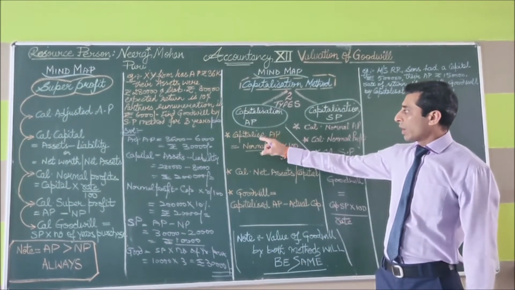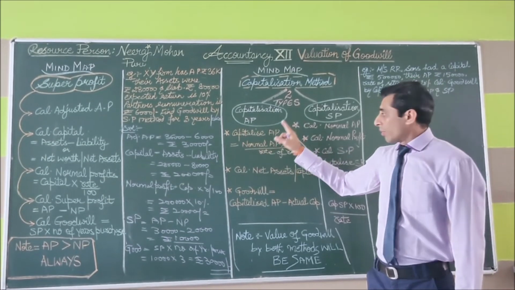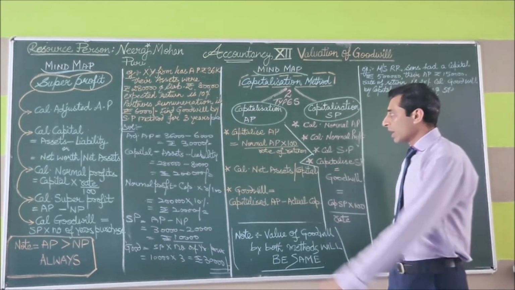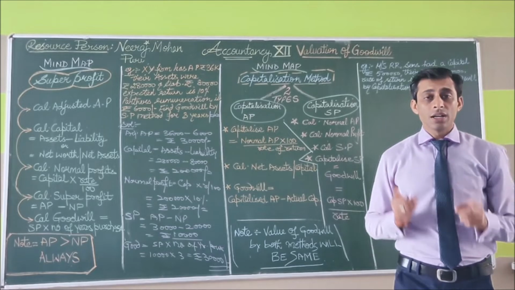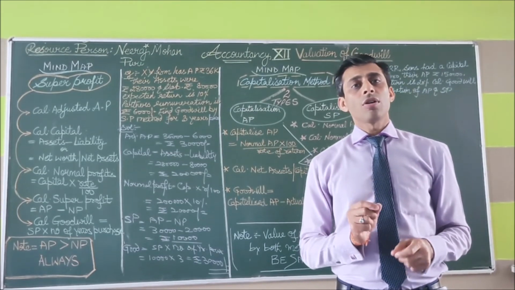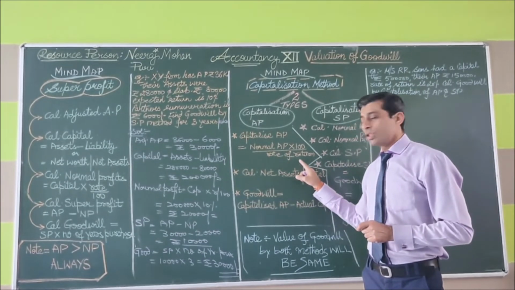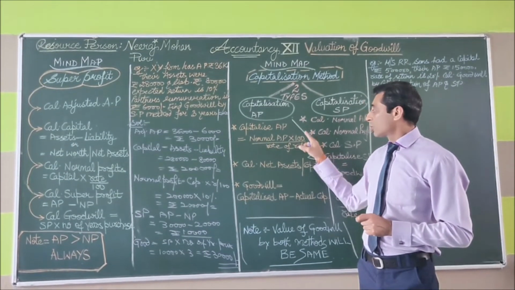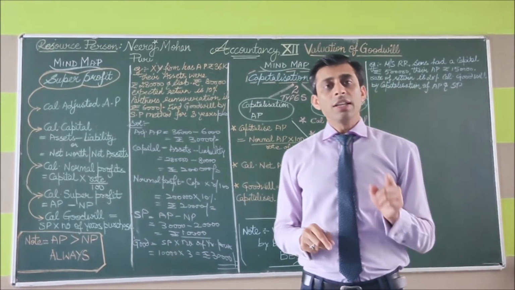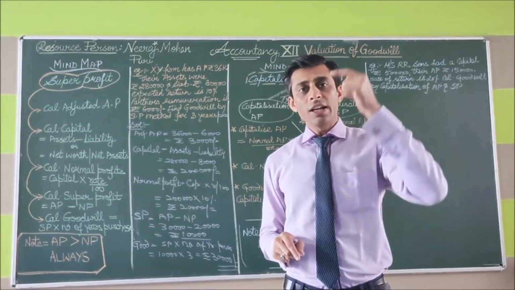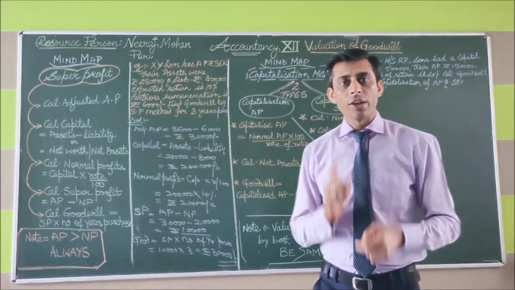In step number 1, we have to capitalize the average profit. And for capitalizing the average profit, the formula is normal average profit multiplied by 100 divided by rate of return. Be careful, rate of return is to be used in the denominator and 100 is to be in the numerator. For example, if rate of return is 5%, we will not write 5 upon 100. Rather, we will write 100 divided by 5.